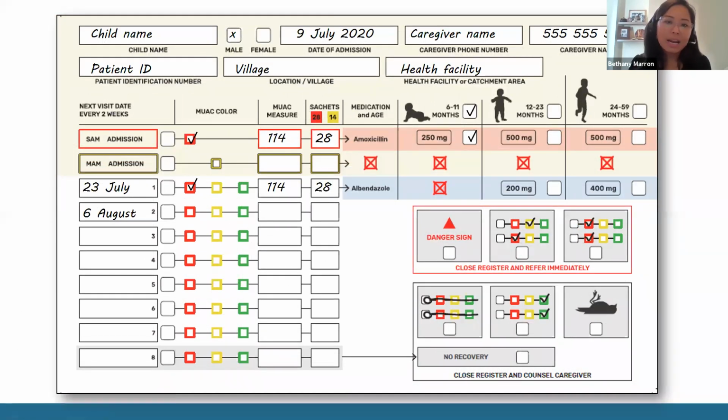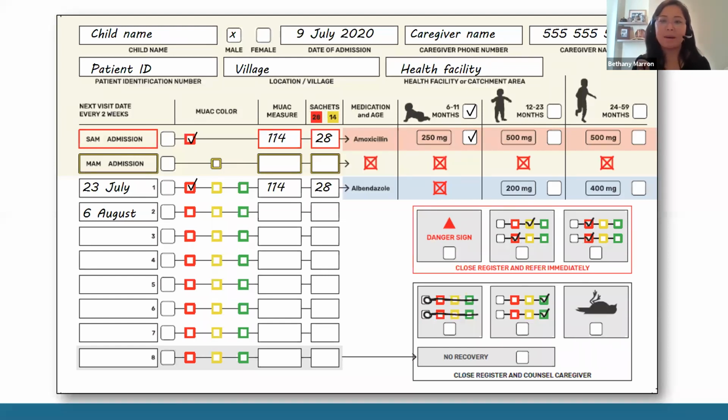So on this slide, I just wanted to show you a picture of the combined register. As I've mentioned, the registers are very similar, except for, in this case, the admission line. If a CHW is using a combined register, it means that they will have to determine which line to use to admit the child. So whether they are SAM or MAM, for example. I used the same child as an example.